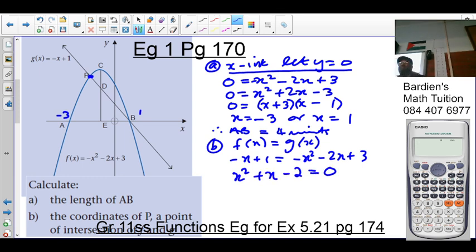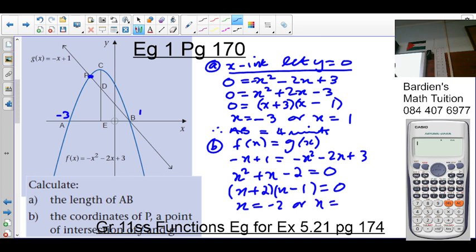People, if you can't do those two steps in one, no problem. You write it out. You add your like terms. It's a trinomial. So I get x and x, 2 and 1, plus and minus. So x is equal to minus 2 or x is equal to 1. People, why are there two values for x here? There are 2 points of intersection, namely B, which is already identified as x is equal to 1, which is confirmed here. Can you see that? So then, therefore, the x value of P, of course, is negative 2.